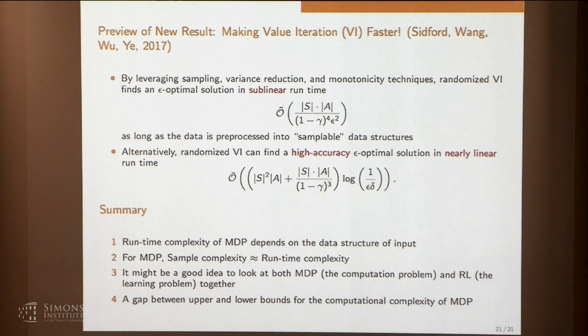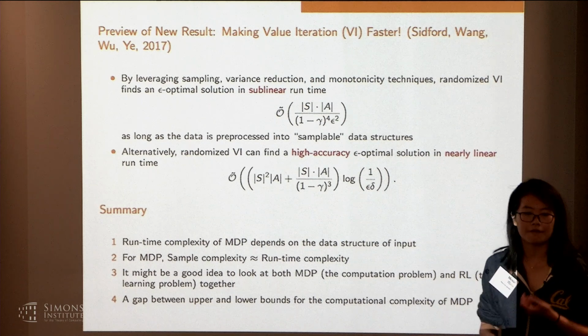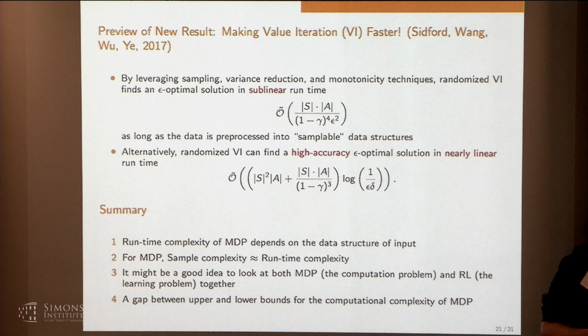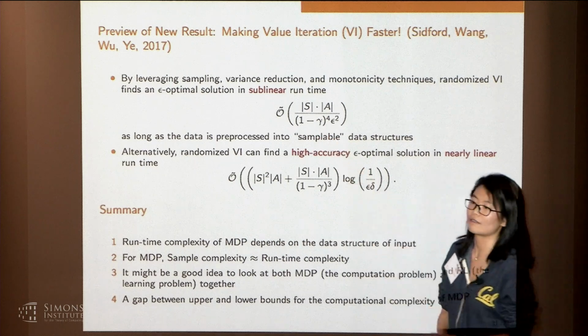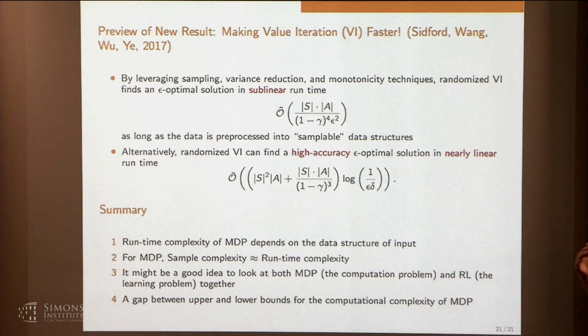Okay. So it's possible that we use randomized value iteration to achieve, again, sublinear runtime for solving discounted MDP. And we have a fourth power dependence on this discount factor. And this also requires the assumption that my data is pre-processed in a way that I can directly sample, I can directly simulate the decision process.